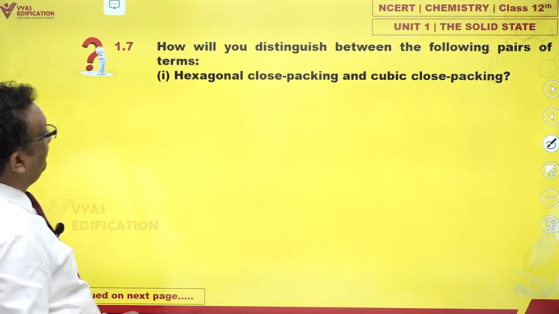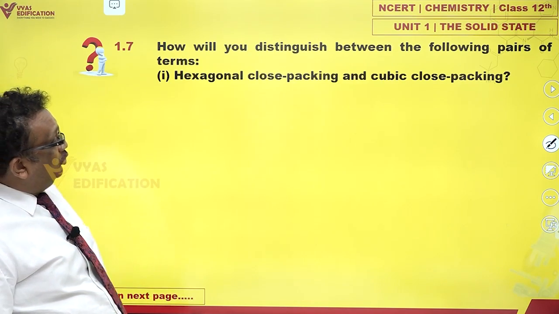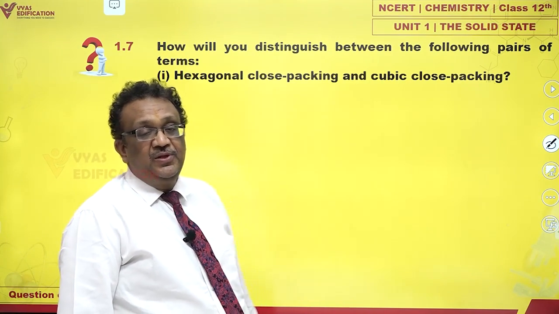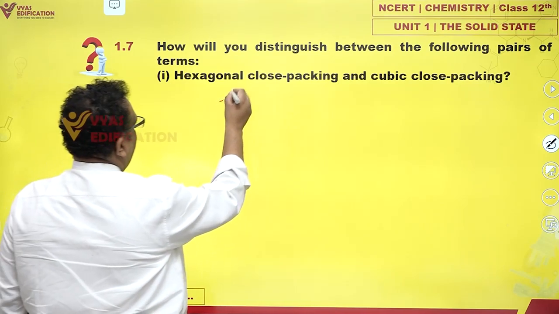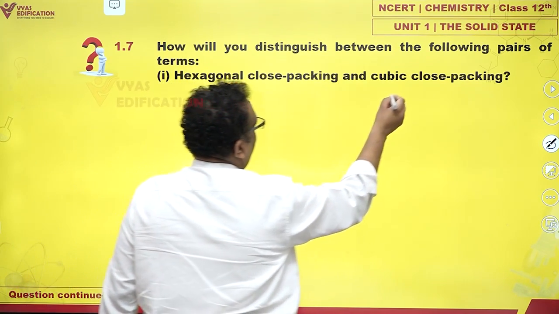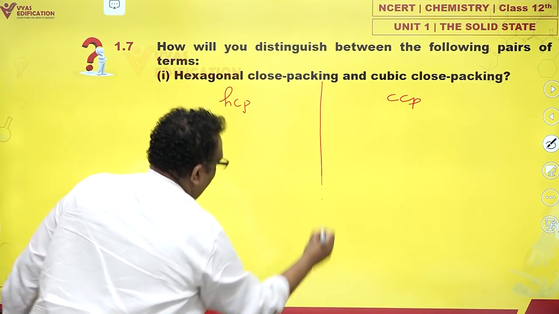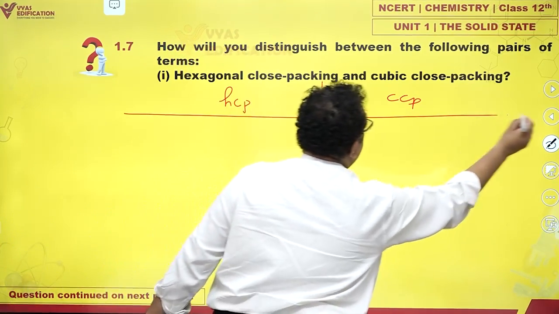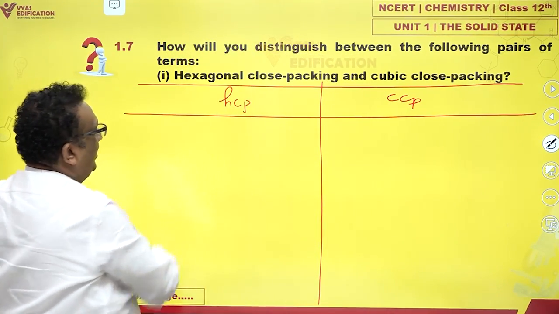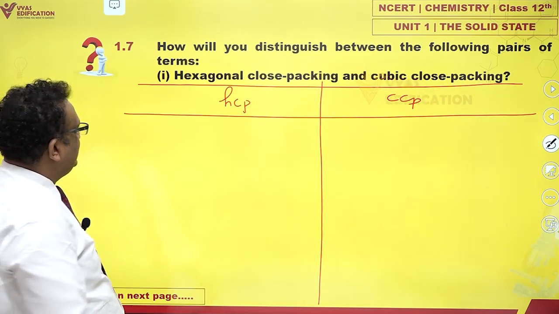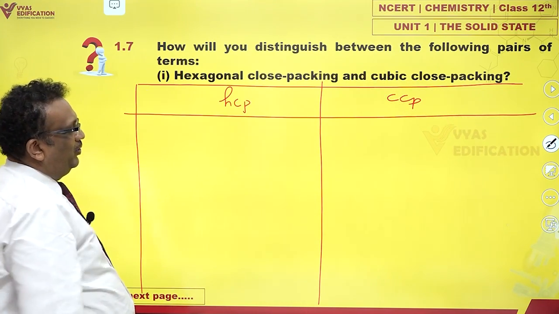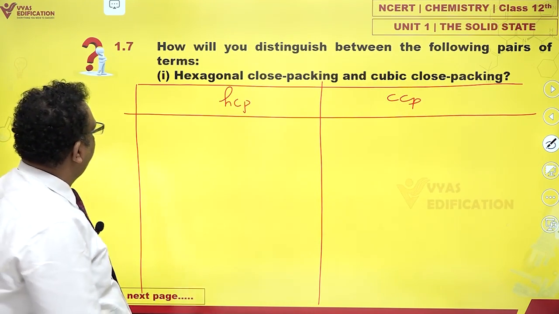Explain how would you compare between hexagonal close packing and cubic close packing. We are supposed to compare HCP with CCP. And whenever you are asked to compare, usually it's a 2-mark question. So you are expected to give at least 4 points. Not at least, exactly 4 points. Don't give more, otherwise they'll cut marks.